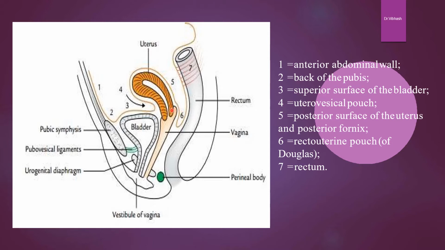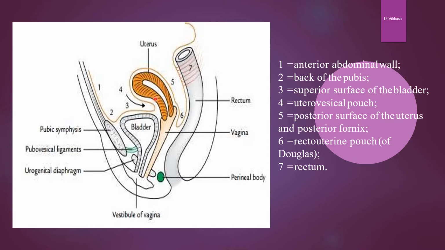This is the overview or summary of the discussion we have done so far. This is the anterior abdominal wall. Here you can see the names or labels. This is the back of pubis. And the third is the superior surface of bladder. This area, superior surface of bladder. This is the fourth labeled portion, utero-vesical pouch.